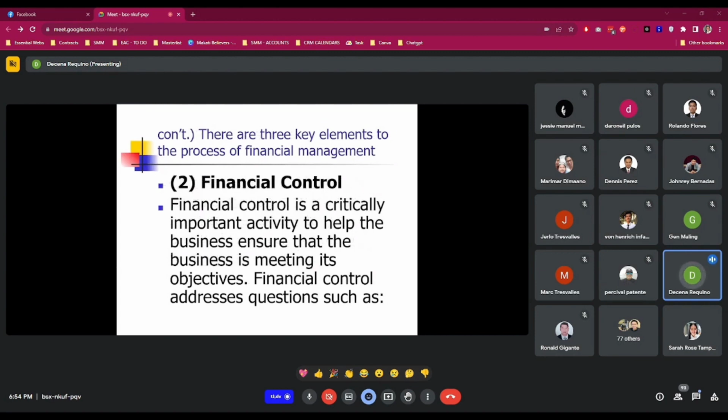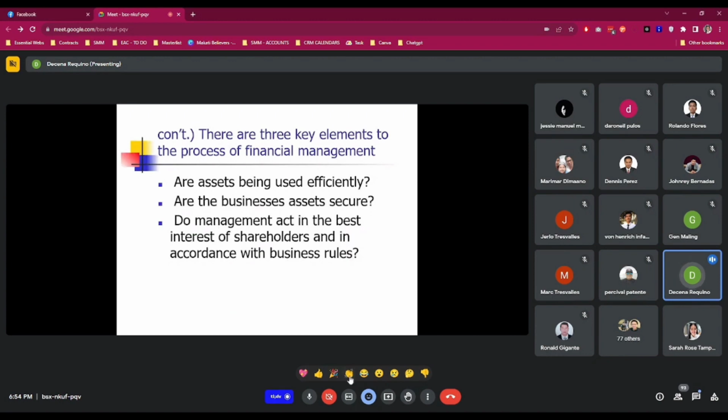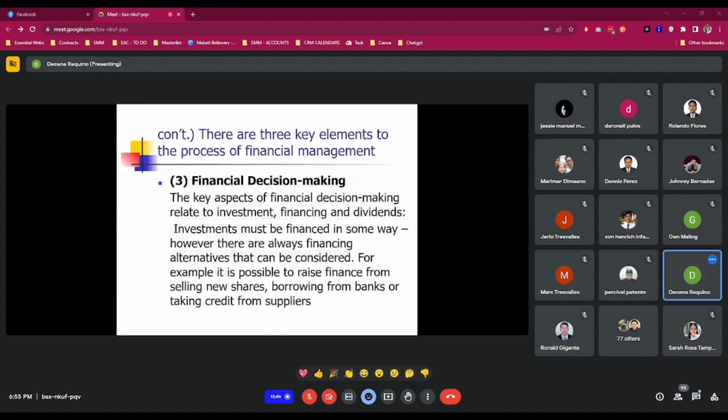Number two, yung financial control. Financial control is a critically important activity to help the business ensure that the business is meeting its objective. Financial control addresses questions such as, are the assets being used efficiently? Are the business's assets secure? Do management act in the best interest of shareholders and in accordance with business rules?